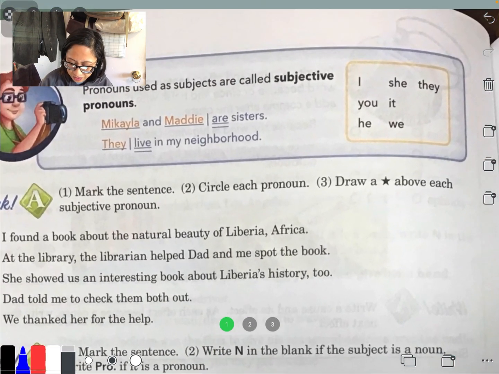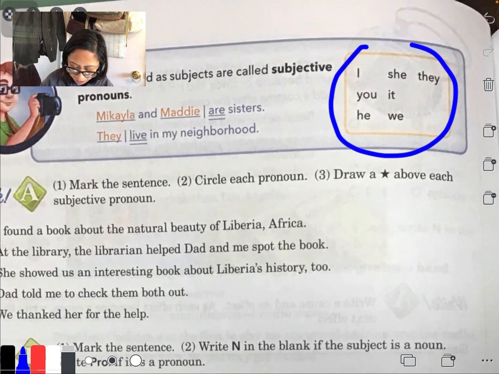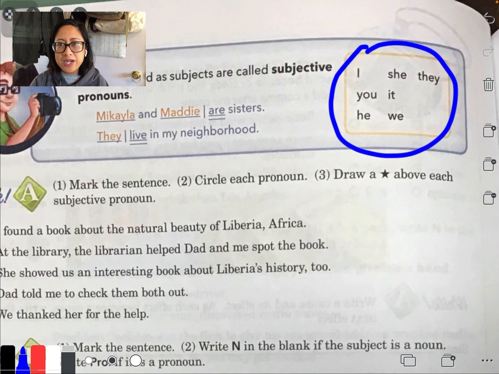Alrighty. These pronouns, page 94, these pronouns in this really nice yellow box, they are known as subjective pronouns. The reason why they're known as subjective pronouns is because they are usually the subject. They are at the beginning of a sentence. They are doing the action. So these pronouns are doing the action, okay?